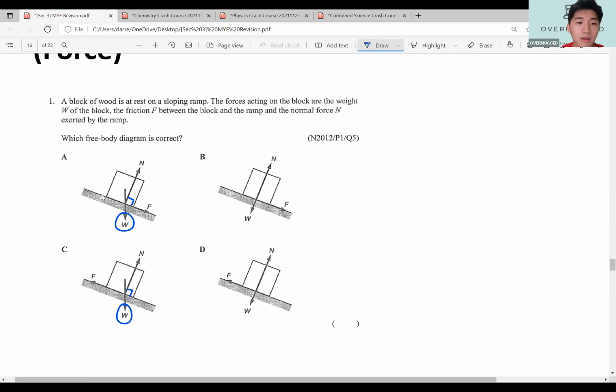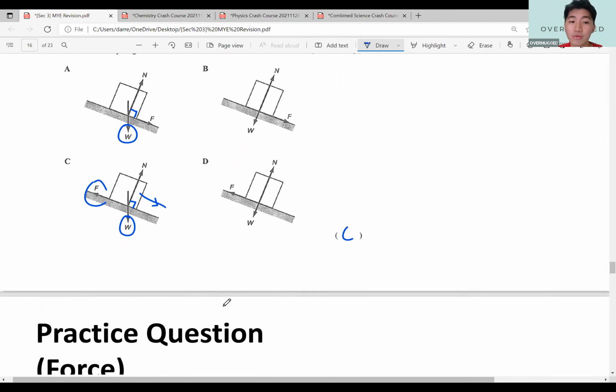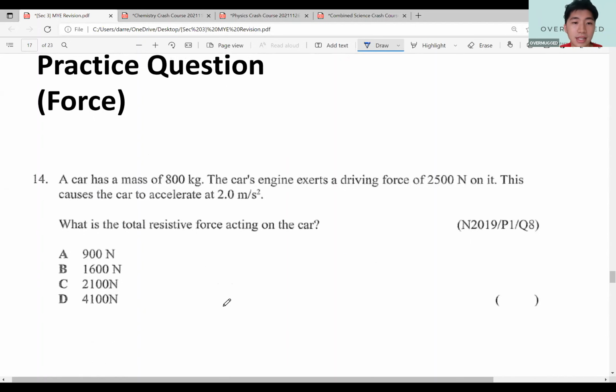Lastly, if the box is on this slope, normally which direction will it slide? It will slide down this way, right? Because it slides down the slope. So friction will be in the opposite direction. Okay, so the answer here should be C. This is what we mean by free body diagram. Remember, normal is 90 degrees to the surface. Next, let's take a look at this question.